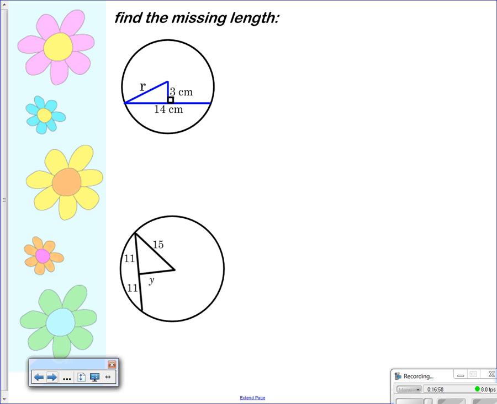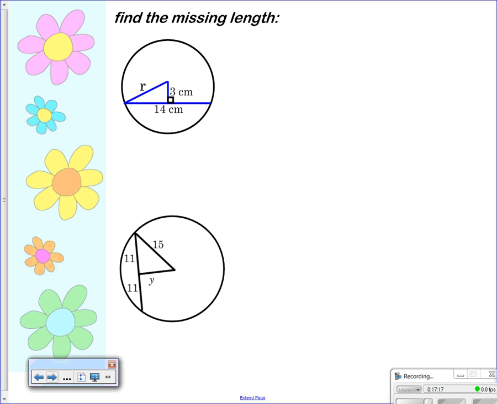Now, what I hope you notice from these examples and then what you're going to see tonight on your homework is we're going to be creating right triangles inside of a circle. And that should give you a hint on how you're going to solve for the missing lengths.